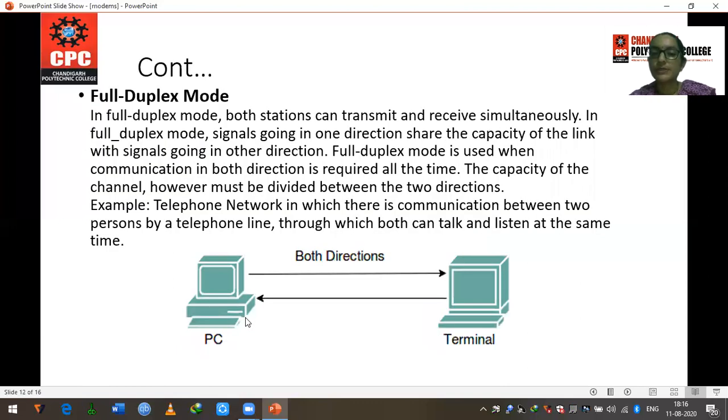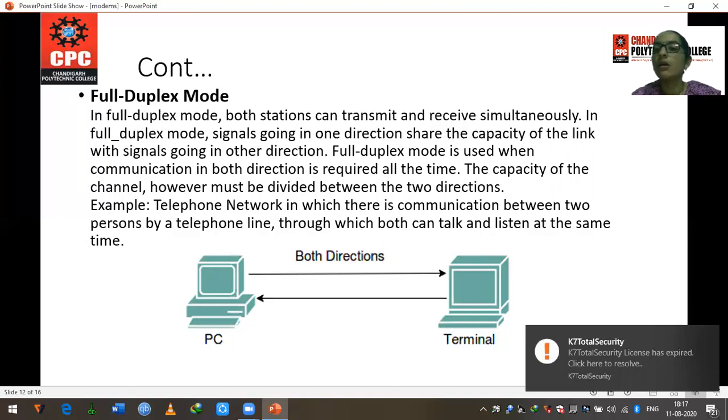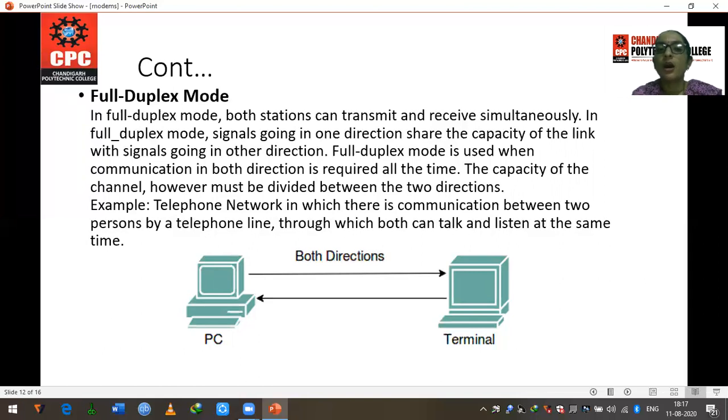Now, the full duplex mode. In full duplex mode, both stations can transmit and receive simultaneously. Signals going in one direction share the capacity of the link with signals going in the other direction. Full duplex mode is used when communication in both directions is required all the time. The capacity of the channel, however, must be divided between the two directions.